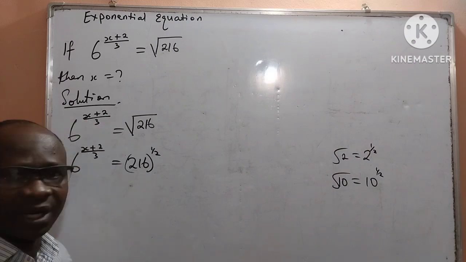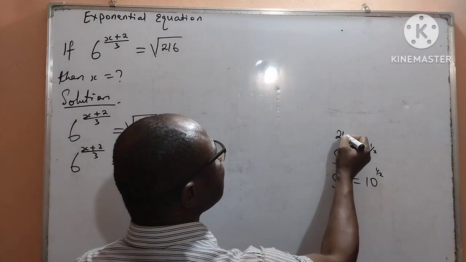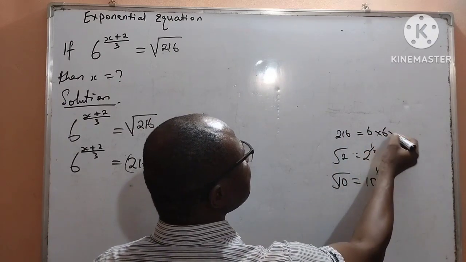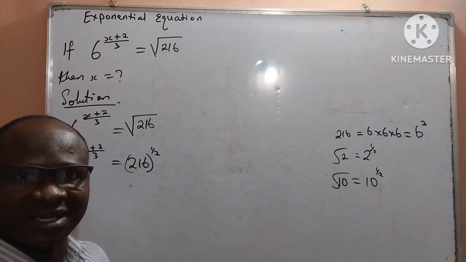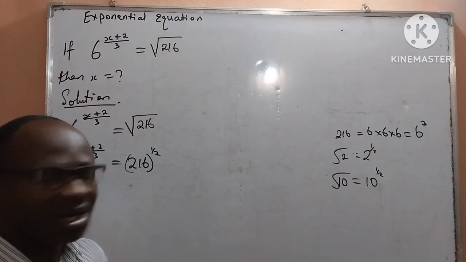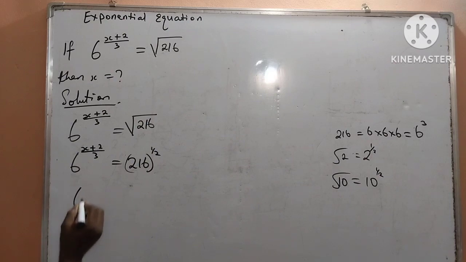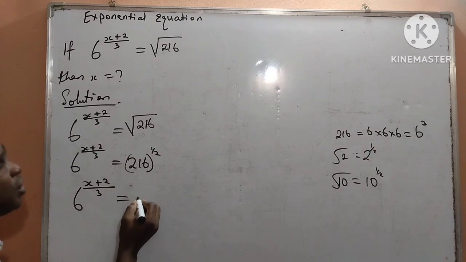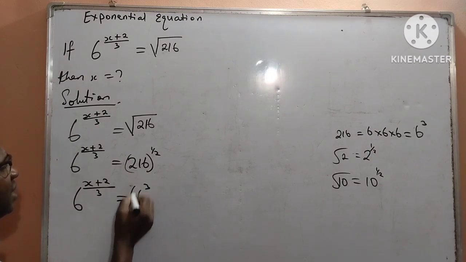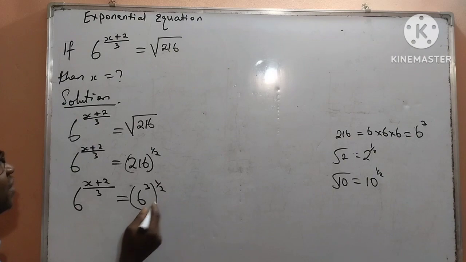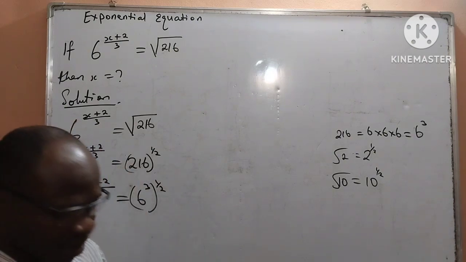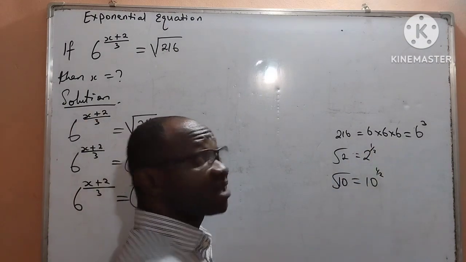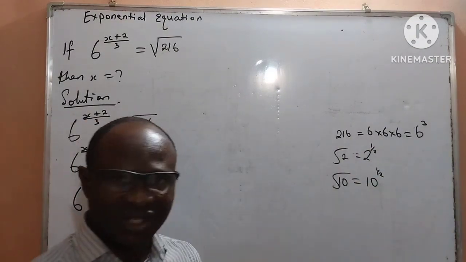The next thing I will express is my 216. It is the same thing as 6 times 6 times 6, which is 6 raised to power 3. So 216 can be written as 6 raised to power 3. Therefore, I now write 6 raised to power (x plus 2) divided by 3 is equal to 6 raised to power 3, everything raised to power 1 over 2. Now, I have expressed my 216 as 6 raised to power 3 because 6 times 6 times 6, 3 times, is going to give me 216.